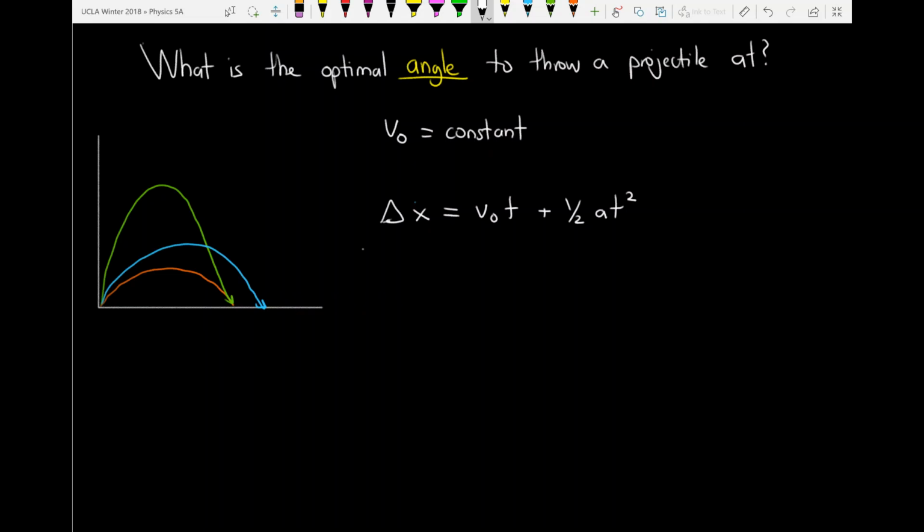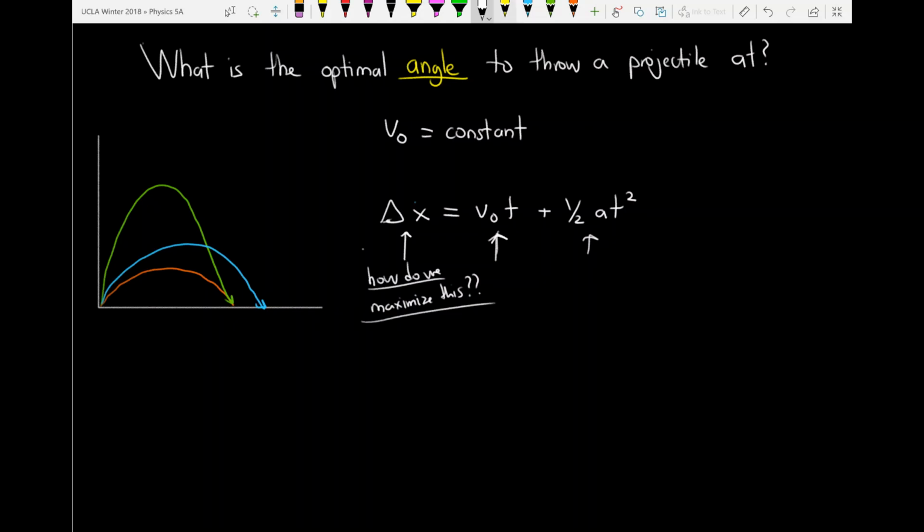A better way to put it would be this. We have our change in x here. Our question is, how do we maximize this? Well, if we look at the right side of this equation, we have these two parts, I guess you could say. You'd have to maximize both of them, or maximize one at a faster rate than the other, sort of thing. That's really complicated. We have time here, we have acceleration, we have our initial velocity.